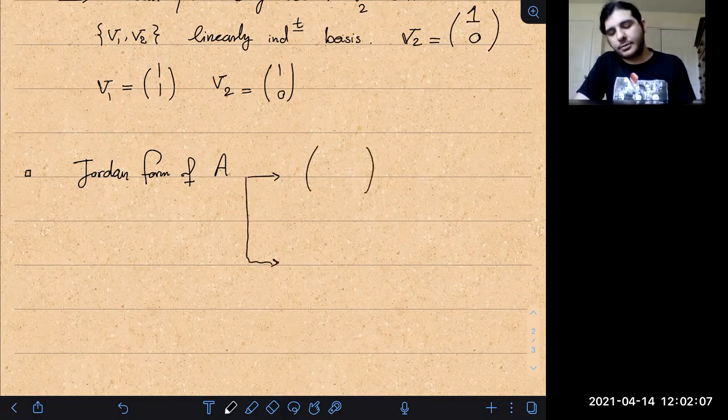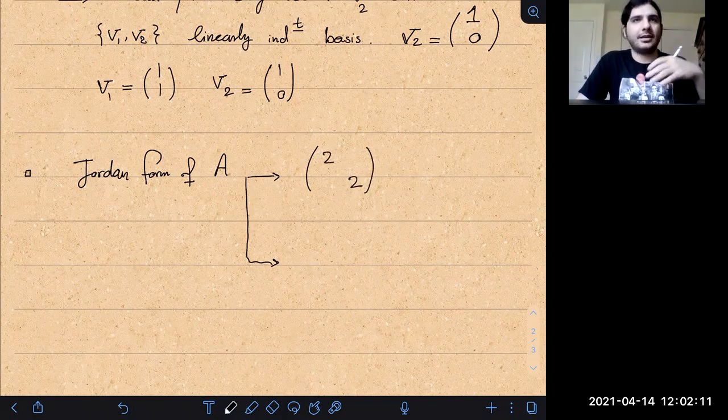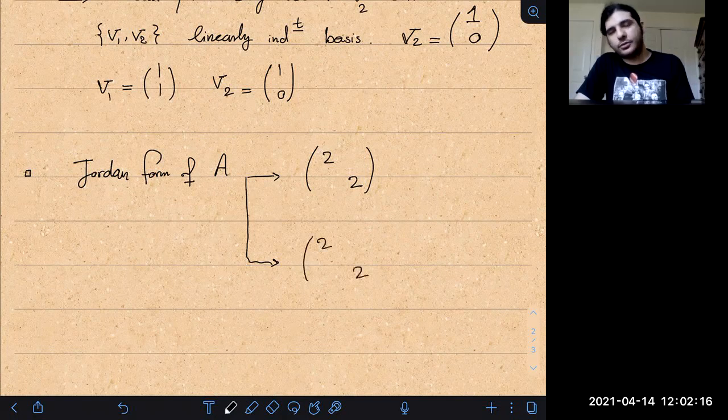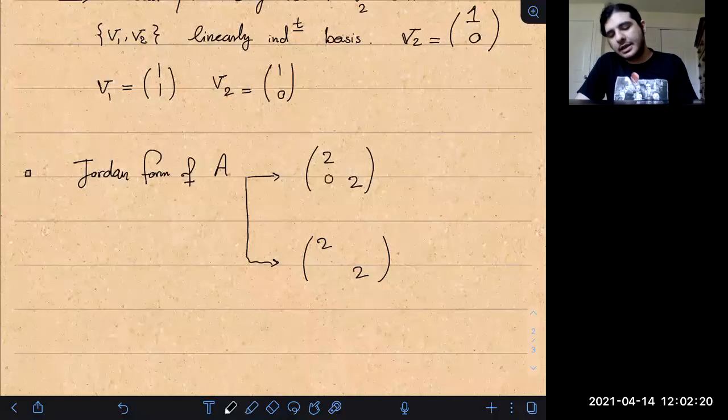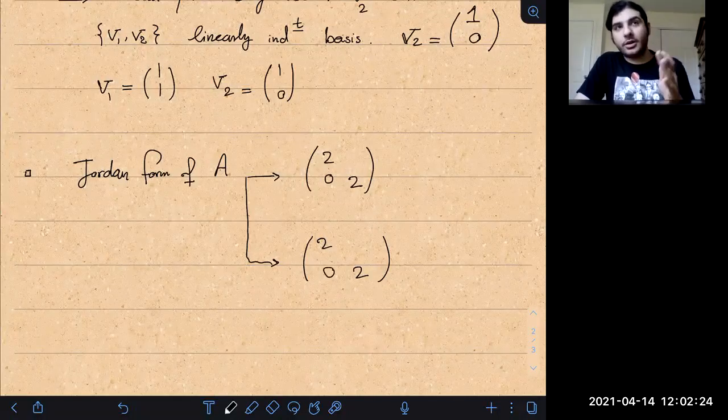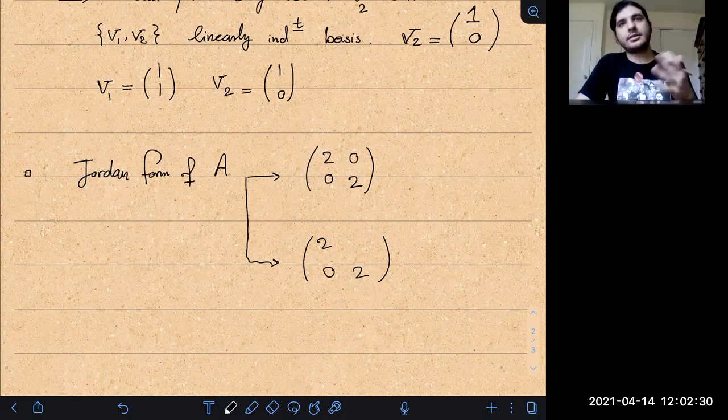We know that on the diagonal we should have the eigenvalue, and it has multiplicity 2. So on the diagonal we have to have 2 and 2, and here it's always 0. The only thing we don't know is whether this matrix is diagonal or not. If it's diagonal, it would be like this. If it's not, the Jordan block would have 1 here.